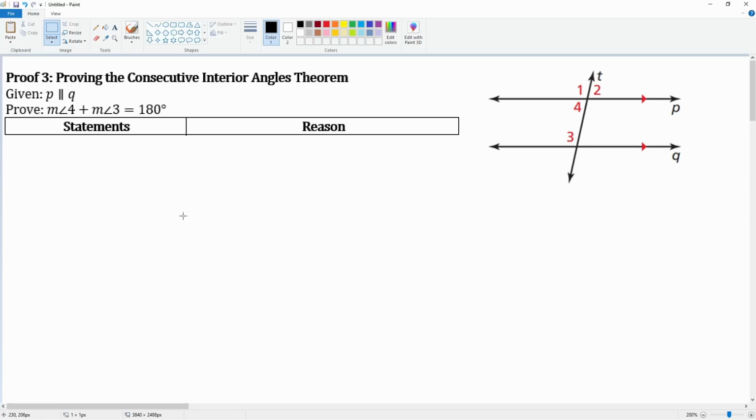Here we're going to prove the consecutive interior angle theorem. We are given that P is parallel to Q. You're going to prove the measurement of angle 4 plus the measurement of angle 3 equals 180. Start with what you're given.